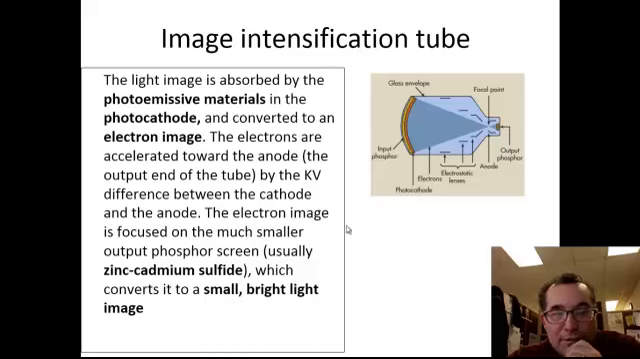Now our electron image is going to be focused on the much smaller output phosphor that you see here to the right. That output phosphor, which is responsible for taking this beam of electrons that's been concentrated by our electrostatic lenses, and the output phosphor made out of what's known as zinc cadmium sulfide will convert it to a nice small bright image. In other words, we're going to get light at the end of this. So light occurs twice, but we're actually going to have many more light photons at the output phosphor than we did by the conversion at the input phosphor at the beginning.